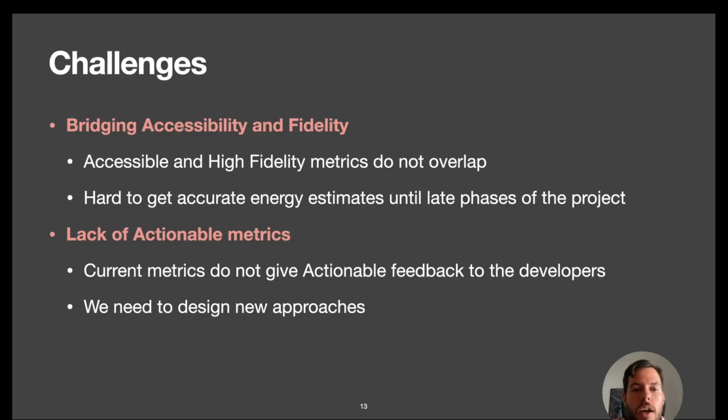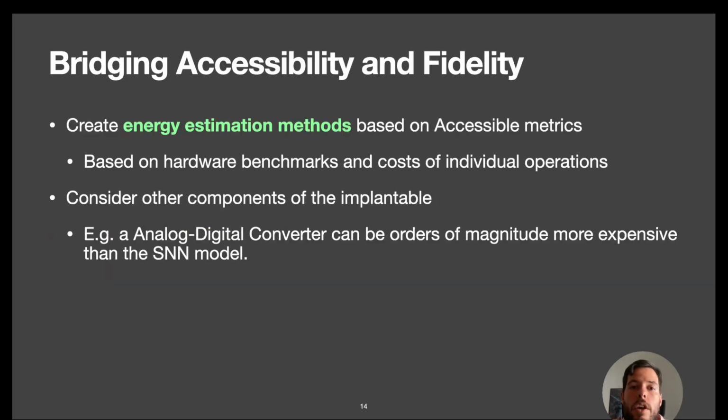And we also need more actionable metrics in this field, because right now only 2 of them give actionable feedback to developers, and it's just from context of the problem, right? So we need to design new metrics and new approaches that give actionable metrics and make decision making easy for developers. Now we are going to suggest different research avenues for these challenges.